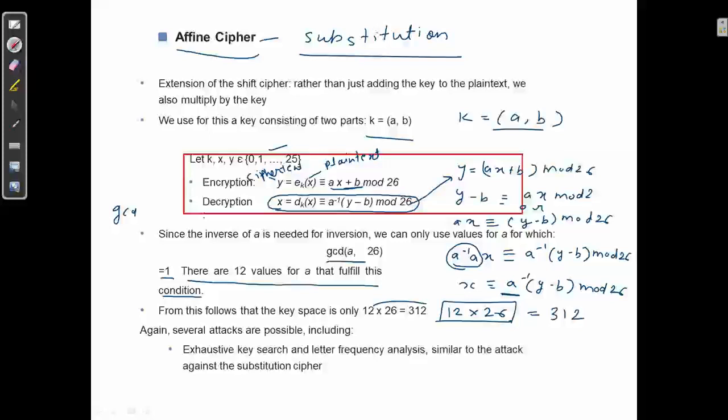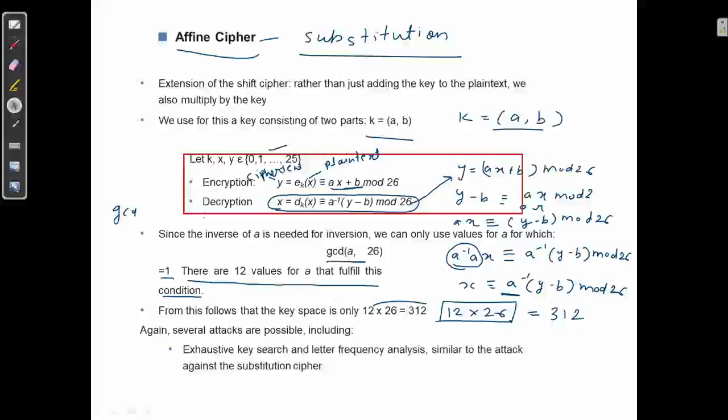So again, it's more than the Caesar cipher or shift cipher, but still 312 is not a very large number. So exhaustive key search and letter frequency analysis can break this cipher. Similar to the attacks we do for substitution ciphers, like in the case of Caesar cipher or shift cipher, we check for keys or we check for frequency analysis. In the same manner we can do it for the affine cipher.